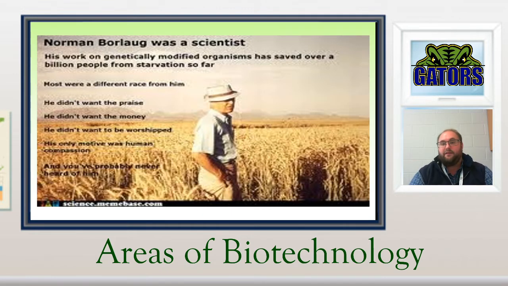Now, one of the scientists that we're going to talk about later on is Dr. Norman Borlaug. He basically worked in the original science before genetic engineering. He used a science called selective breeding. And his work on selective breeding and later genetically modified organisms saved over 1 billion people from starvation so far.